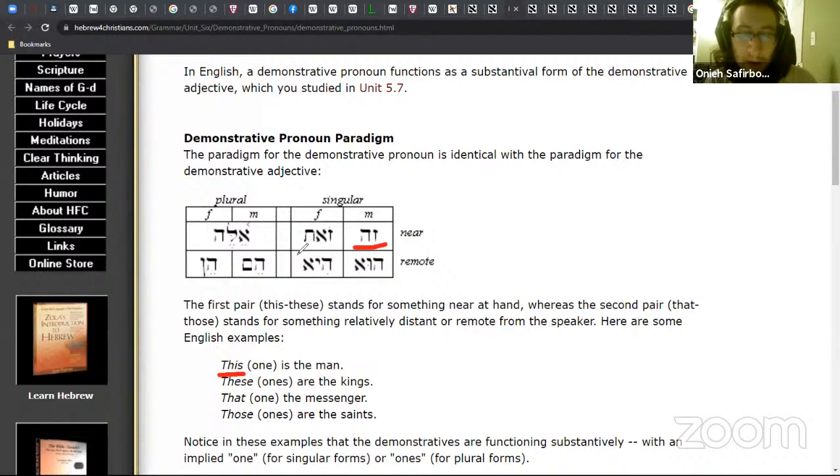And so also this is also "this," but that's the feminine version. So the masculine is zeh and the feminine is zot. However, when you do plural, it's "these," and it becomes a completely different word, eleh. So we will write those words down for vocabulary that we'll try to remember.